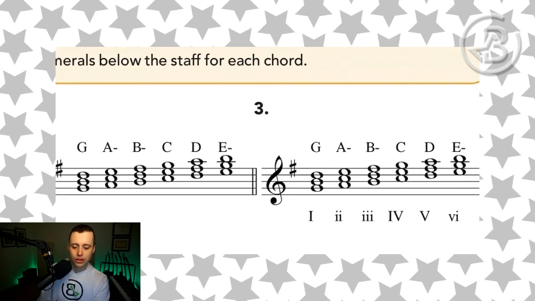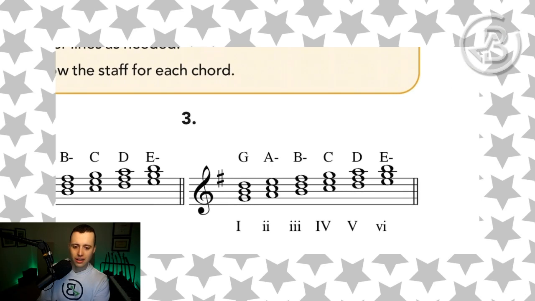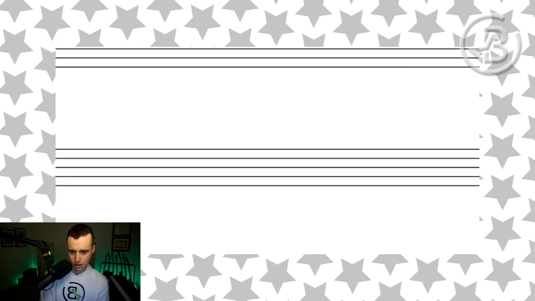And then what you can do for bonus is, because you don't have to go in and add those accidentals because this key signature is going to take care of the accidentals, you can go in and write your Roman numerals for bonus points. All right.